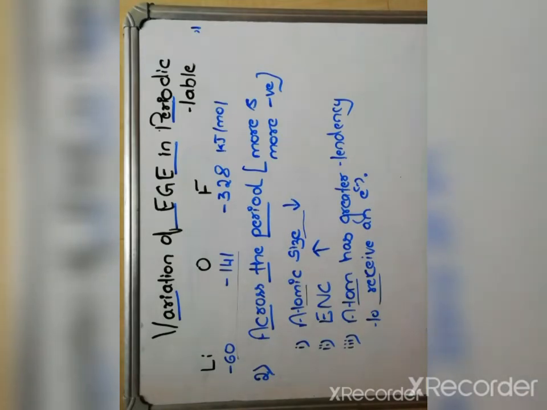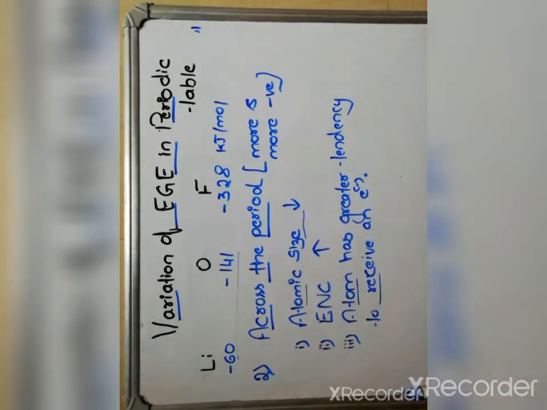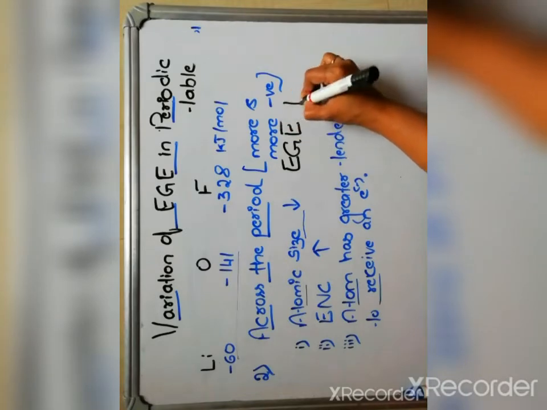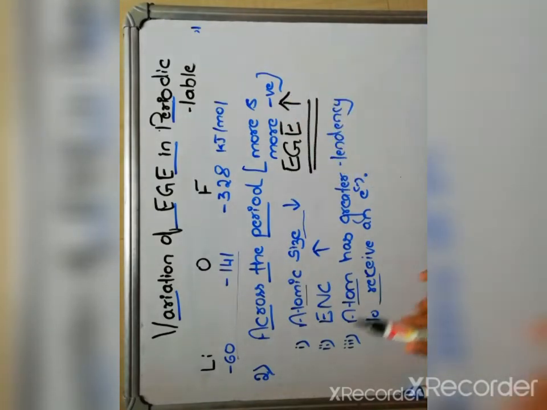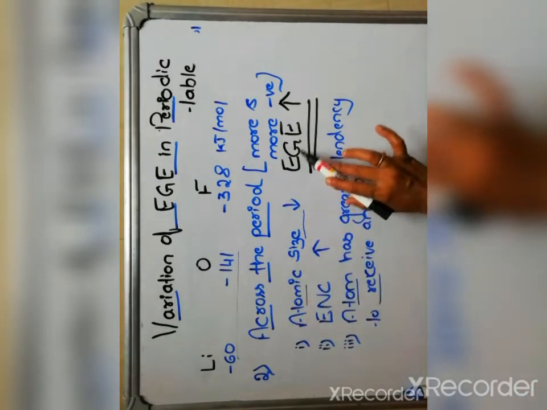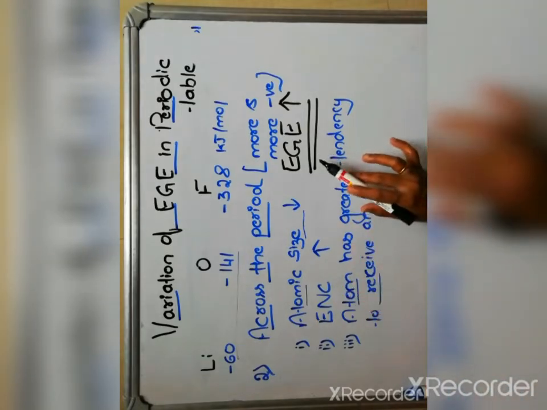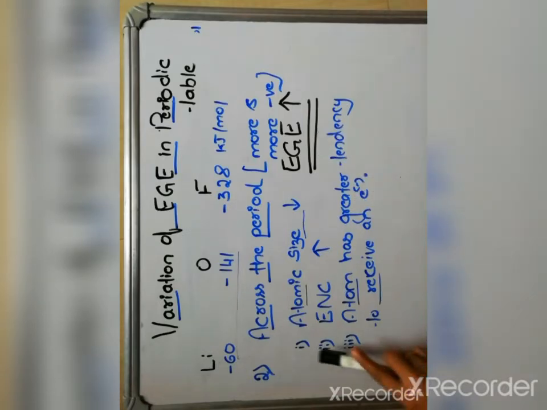Generally we can say that across the period the electron gain enthalpy increases. So down the group electron gain enthalpy decreases, and across the period the electron gain enthalpy increases. So these are the main reasons. Okay.